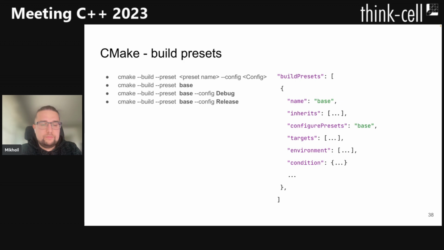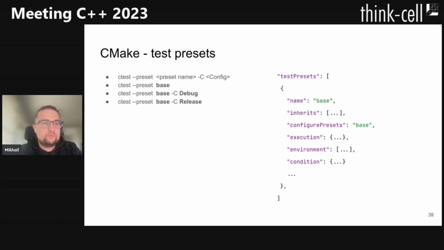Okay, once we've done the building part, now we need to test our code. In that regard, CMake provides test presets. For those who didn't know, CMake has a tool called ctest, which is able to run your test code. Most of the modern frameworks in C++, like GTest or Catch, provide integration with ctest, so everything works out of the box.